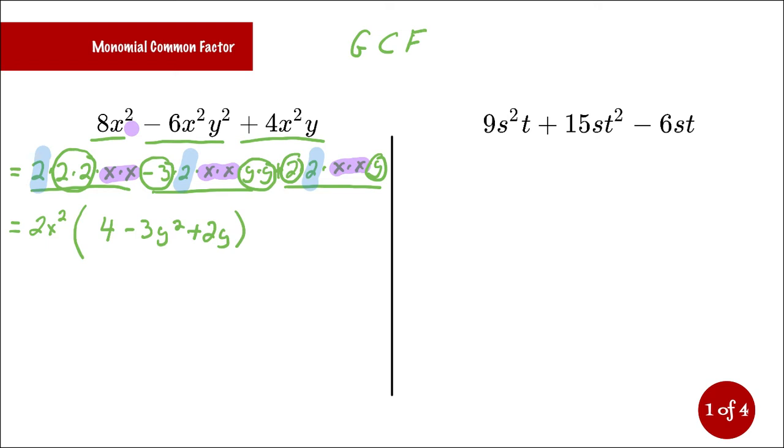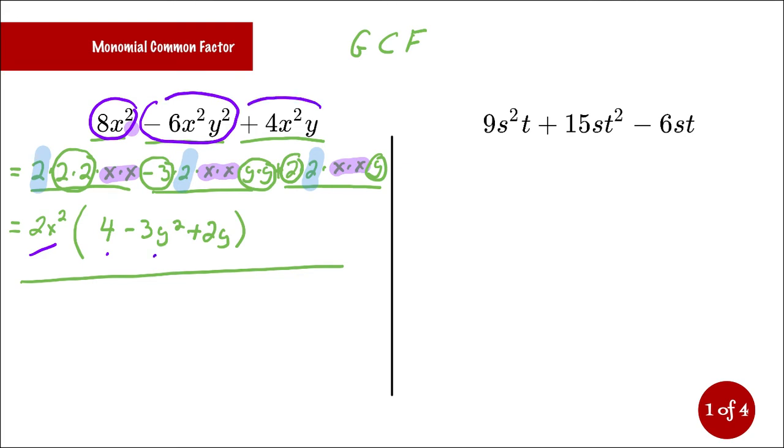Is there a way to figure out if we've done it correctly? Well, what we have done is we've taken each of our original three terms and divided it out by 2x squared. 8x squared divided by 2x squared is 4. The second term divided by 2x squared is negative 3y squared, and the third term divided by 2x squared is 2y. We're just dividing our trinomial by our common factor.